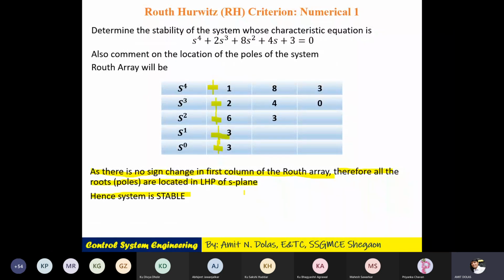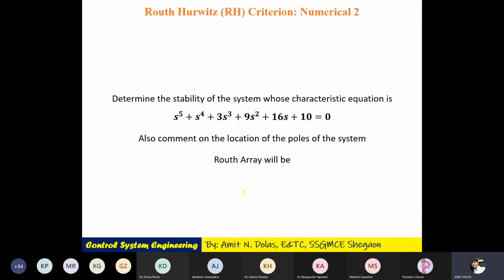I'll provide you the next example. Please interrupt me if somebody is not getting things, because it was already covered in the previous lecture. So I may go a bit faster, but you have every right to interrupt me if you're not getting the things. Okay, please go for this and give me the first column of the Routh array. The characteristic equation is this. Please write it down because I'm minimizing this.